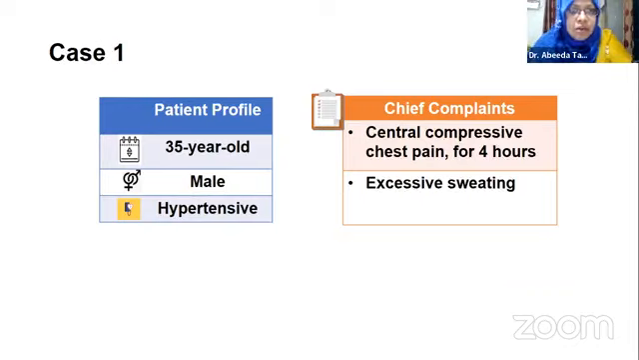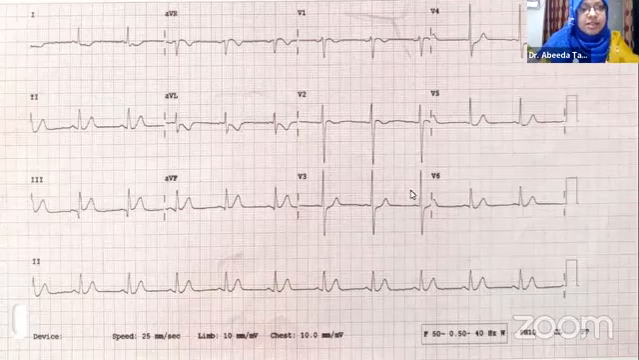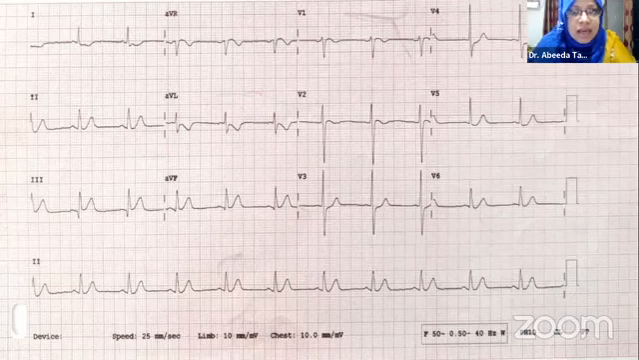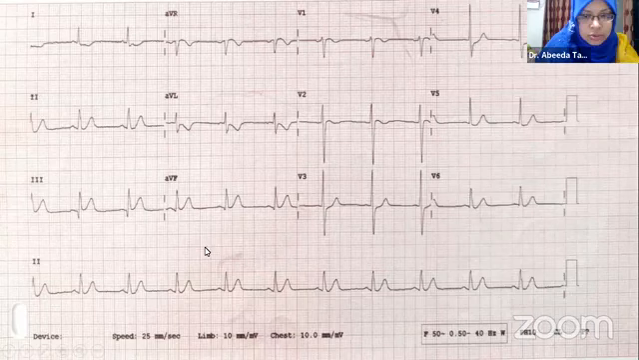A 35-year-old male hypertensive presented with central compressive chest pain and excessive sweating for 4 hours in our emergency room. And here is the ECG. So I'd really like to ask a volunteer among the attendees whether they would like to comment on this ECG.